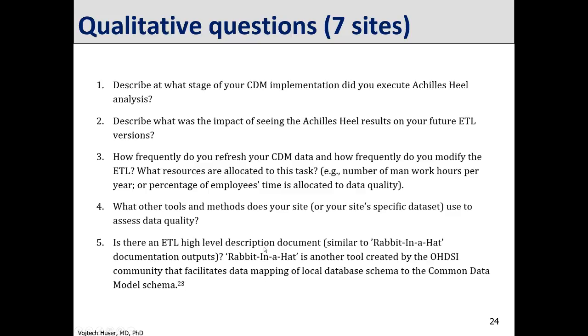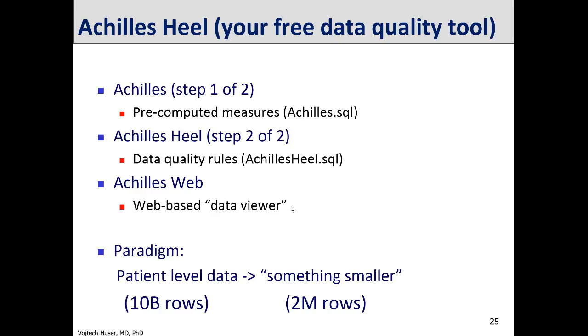But this was not a comprehensive qualitative study. This was rather an add-on to the main study of comparing the output of Achilles Heel, the data quality tool, on 24 data sets. I also need to present some background of how Achilles Heel works, and if you're familiar with that, you can just skip the next few slides.